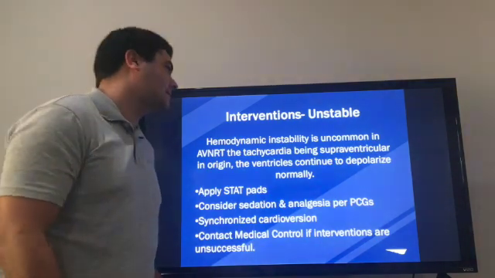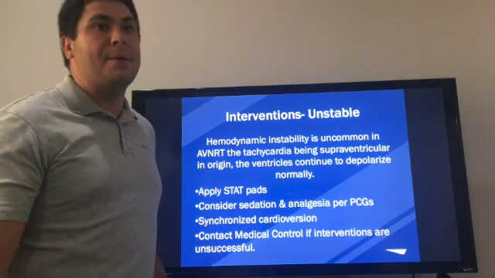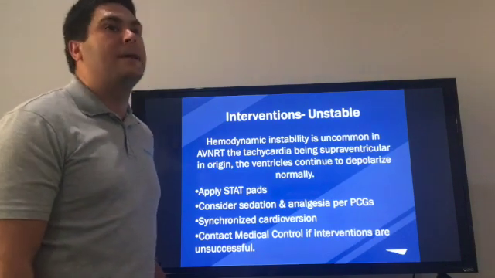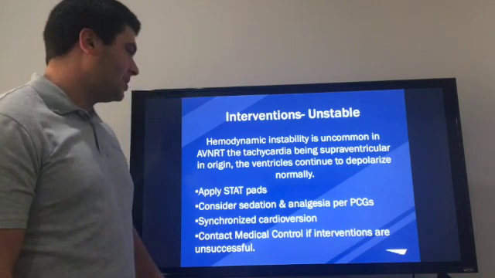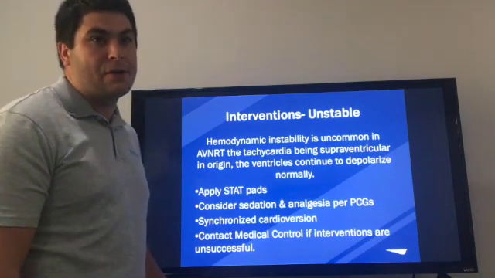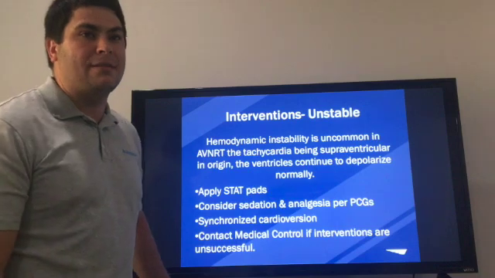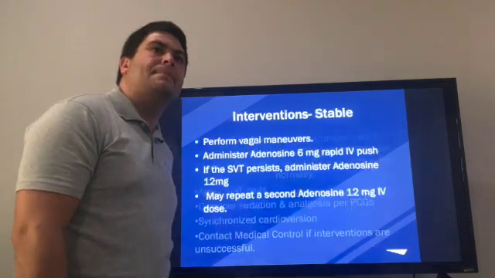We'll start with unstable since it's the most serious. It's uncommon for AVNRT to cause hemodynamic instability, but still you're going to apply your stat pads, and give sedation and analgesia if you can before cardioverting. If cardioverting's not working, give med control a call.